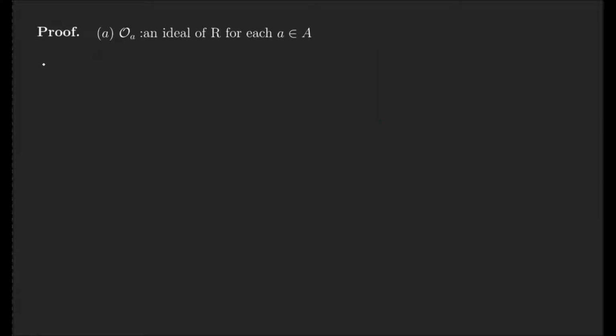Now let's prove statement A. The claim is that O_a is an ideal of R for each a. To check that O_a is an ideal, the first thing we can do is to show O_a is a subring of R.